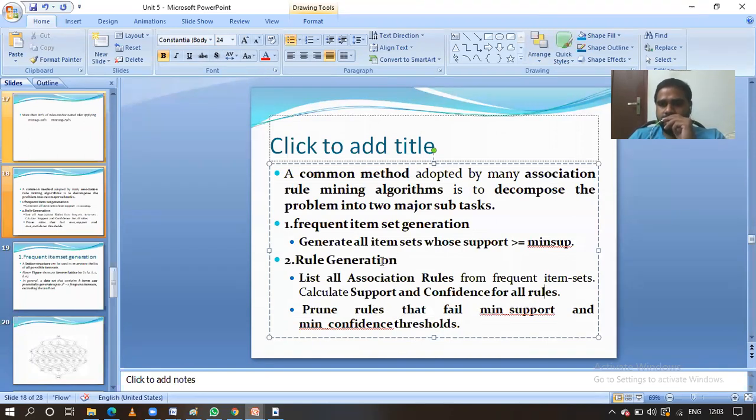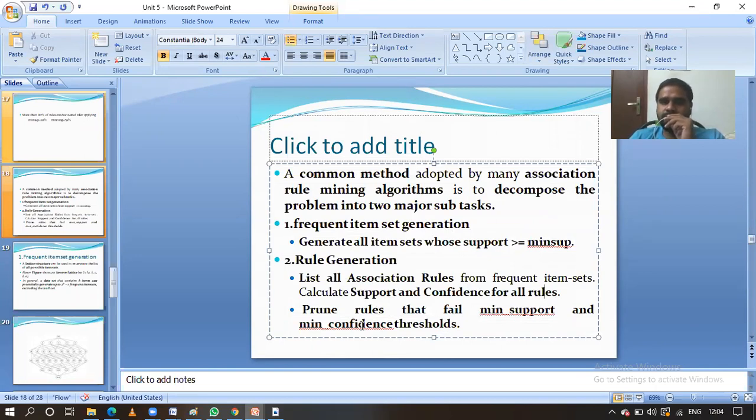First, we calculate with the minimum support and accordingly generate the frequent itemsets. The second thing, we calculate the support and confidence for all the rules. Here we are going to prune, meaning we reduce the unnecessary information by applying the pruning method, that is, the minimum support and minimum confidence thresholds, and we remove those below the thresholds here, guys.